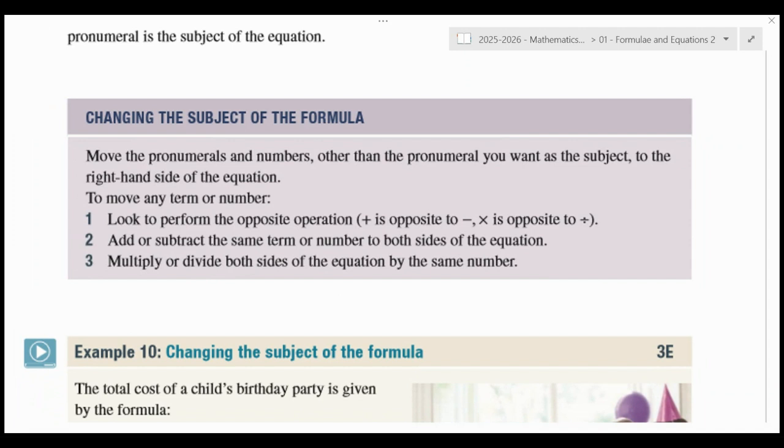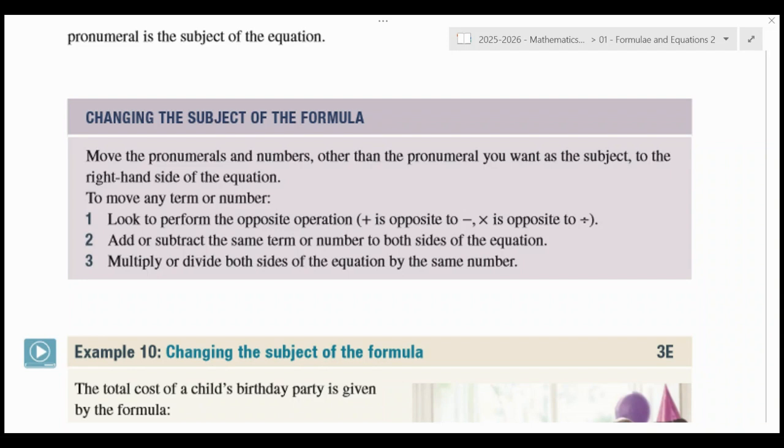The first thing I want you to do is think of, what do I want my answer to look like? What is my end game? Always have that there. Think about that, and it'll make your life a lot easier. All right. So in this little box here that you've got in your workbook, it's going to say move the pronumerals and numbers other than the pronumeral you want as a subject to the right-hand side of the equation. It doesn't have to be the right-hand side. To move any term or number, they're saying opposite operation. Once again, I prefer inverse operation, but same deal.